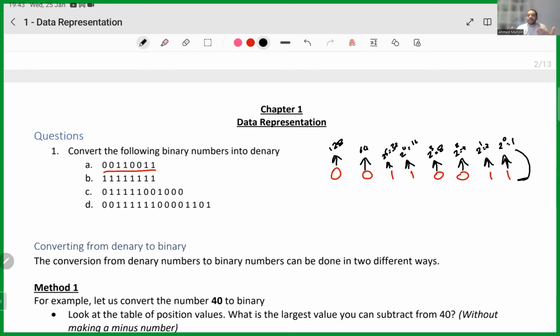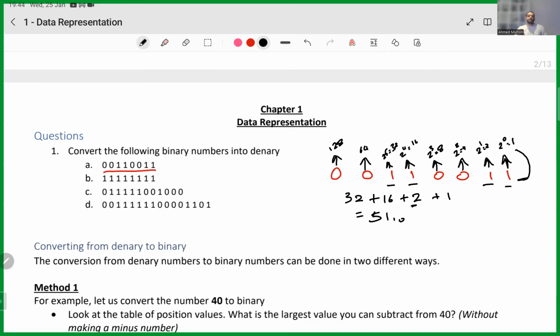Like I told you guys, ignore the zeros. The zeros do not make any difference to your answer, so you can simply ignore them. Focus only on where the ones are. We have a 1 here, a 1 here, a 1 here, and a 1 here. So 1 times, what is the value over here? It's 32. So we have 32 plus 1 times 16, so 16, plus 2, plus 1. If you add up all these values, 32 plus 16 is 48, then plus 2 is 50, plus 1 is 51. So the answer would be 51.